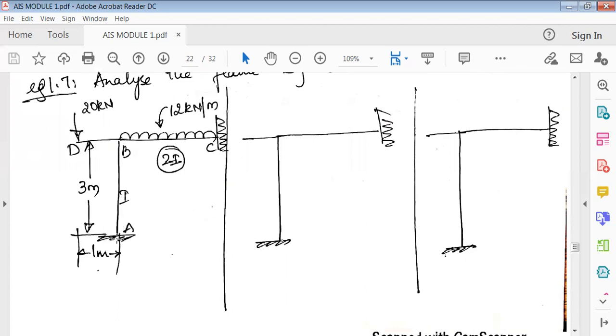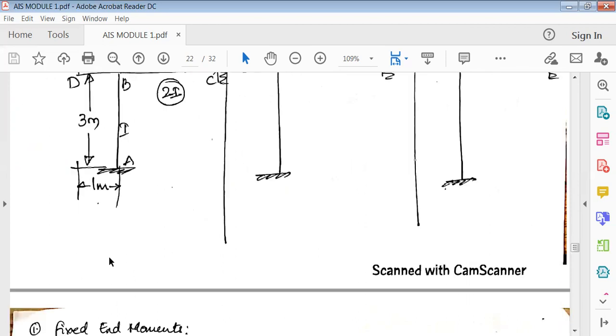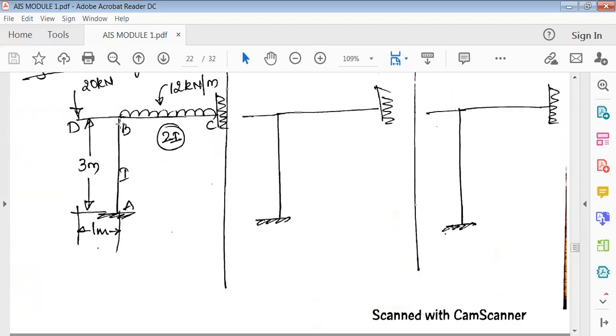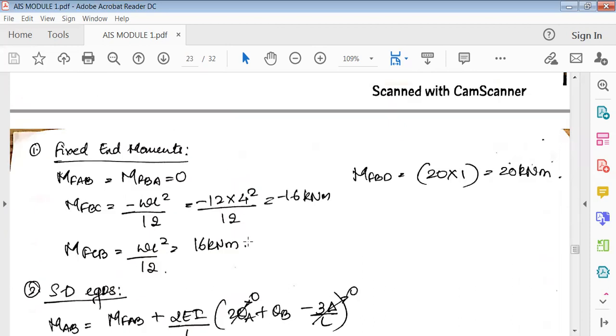So AB, start point. This is the first point. So MFAB is equal to minus... see here, there is no load here. No load, no moments. Similarly in BA, in this column there are no loads acting, so MFAB is equal to MFBA, which is equal to 0. Then BC has a UDL, so MFBC is equal to minus WL square by 12, and MFCB is equal to plus WL square by 12. So it's minus 16 and plus 16 kilonewton meter.